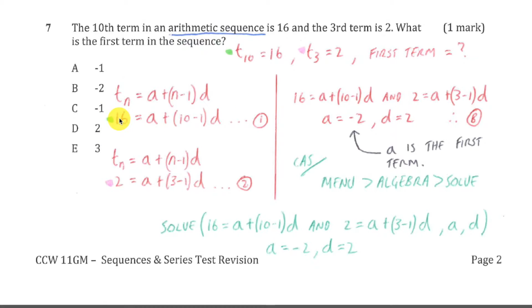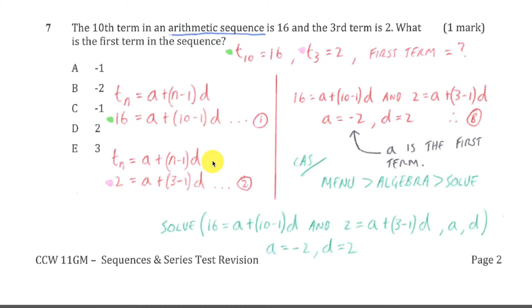I've put 16 in here because I'm using this bit of information. I'm saying that when N is equal to 10, T of N is equal to 16. So T10 is equal to 16. I still don't know A. I know that N is 10, and I don't know what D is. And I'm calling this equation 1.